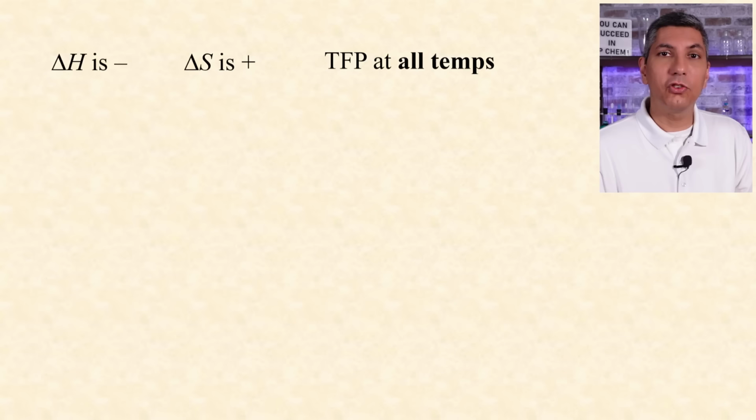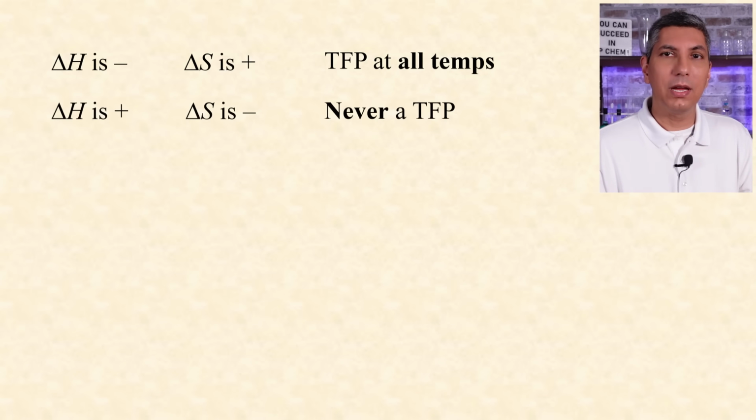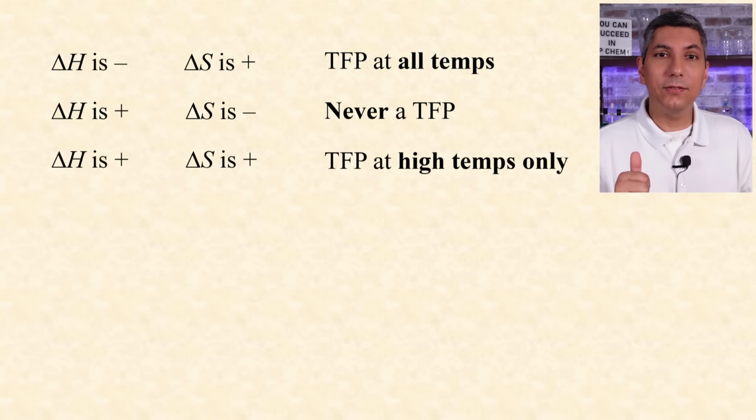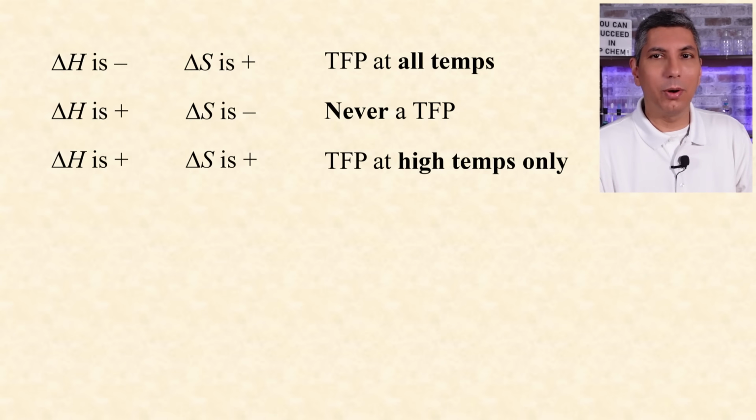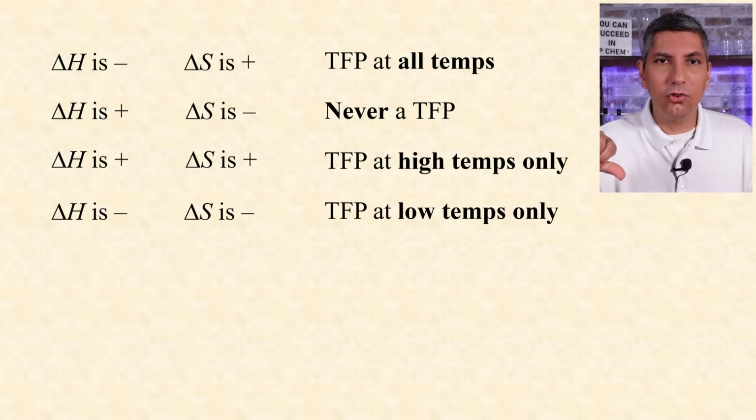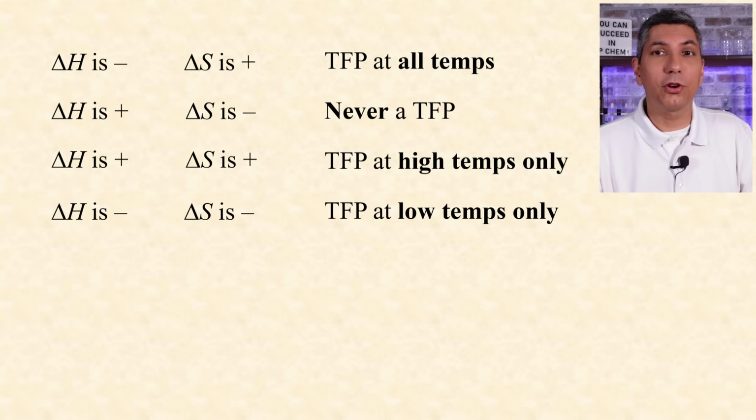The universe tends to favor exothermic reactions, which have negative values of delta H. The universe also tends to favor reactions where entropy is increasing, which has positive values for delta S. So if you encounter a reaction that meets both of those conditions, then it will be thermodynamically favored at all temperatures. On the other hand, if a reaction is both endothermic and decreasing in entropy, then it won't be favored at any temperature. If a reaction has a positive delta H and a positive delta S, then it will be favored only at very positive temperatures, high temperatures.